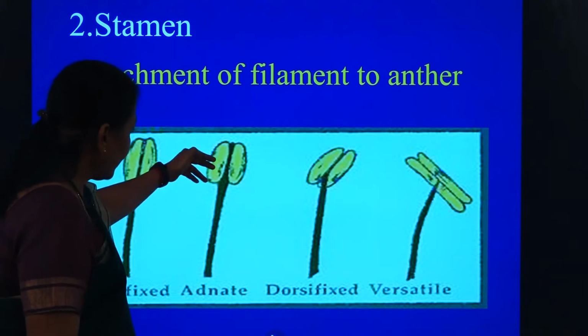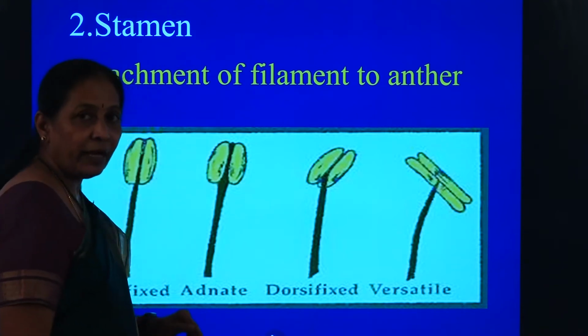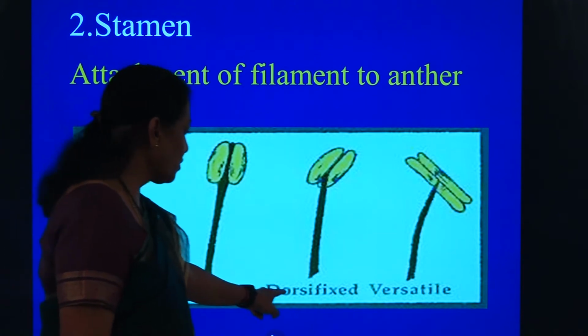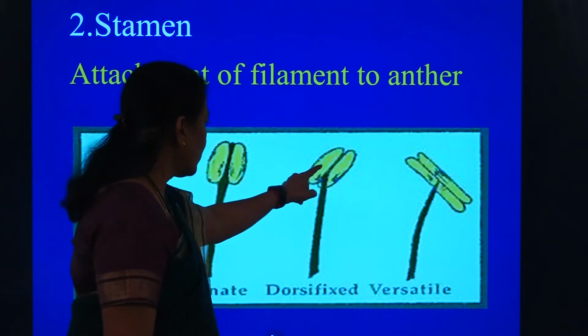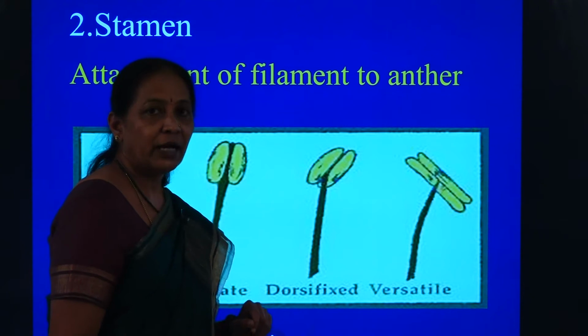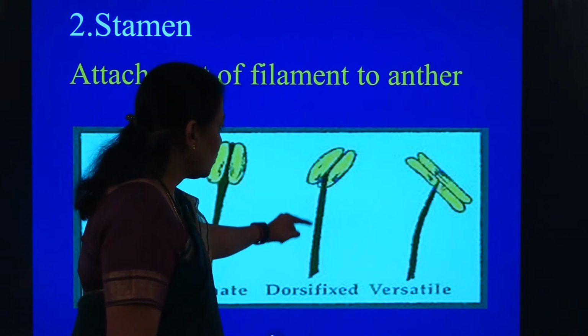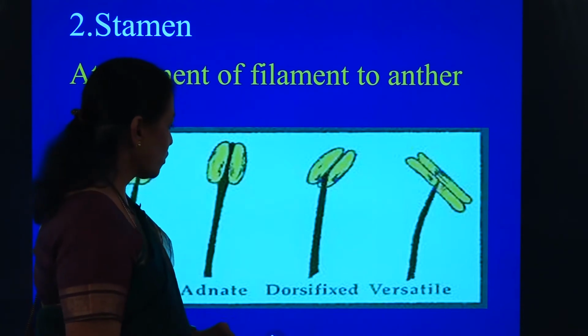Adnate, the connective runs all along the length of the anther, it is referred to as adnate. When we observe the dorsifixed anther, towards the dorsal side of the anther lobe, the connective connects the anther to the filament, that is dorsifixed.